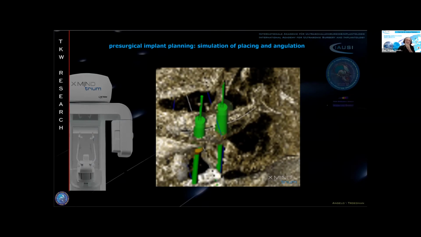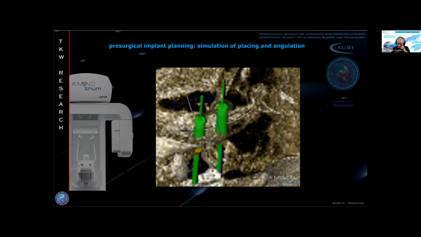So as the first step, of course, we want to know where is the optimal position for the implants. So this is another feature of modern CBCT technology, especially with the most modern and the most precise devices like the X-Mind Triumph, which I chose for my clinic, because you can insert the implant virtually. That means you have the complete oversight and you are able for the first time to do a retro-engineering.